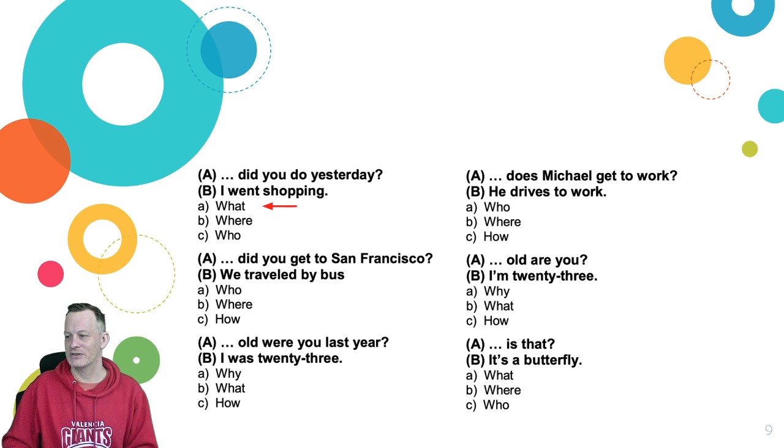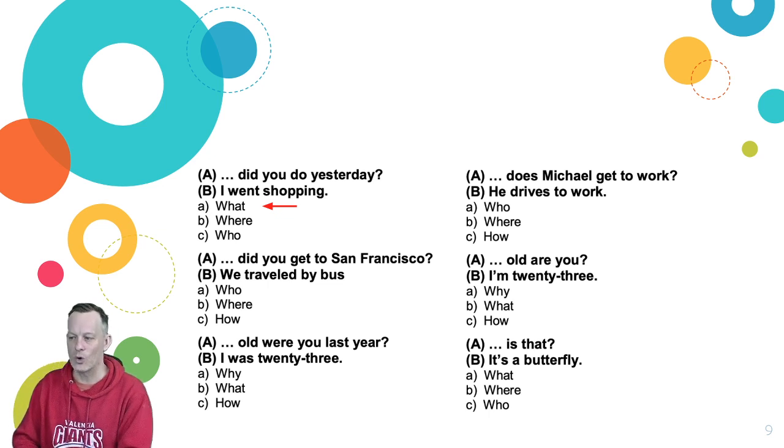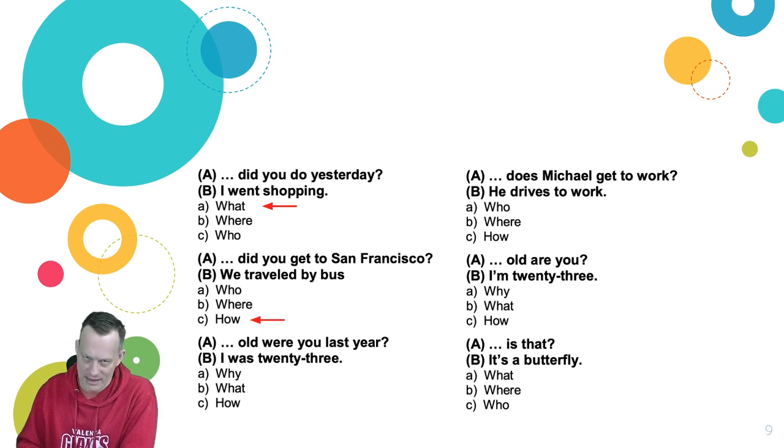Did you get in San Francisco? Who did you get to San Francisco? Where did you get to San Francisco? Or how did you get to San Francisco? Well, we traveled by bus. So this is the manner, the way, la manera, that we got to San Francisco. And here the answer is how. We're not asking about a person, so who, and we're not asking about a place, no, we're asking about get to San Francisco. Llegar. ¿Cómo llegaste? How did you get to San Francisco? We traveled by bus.